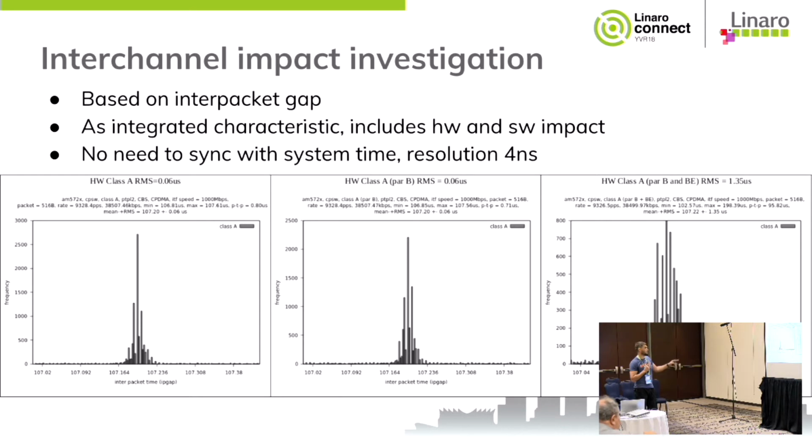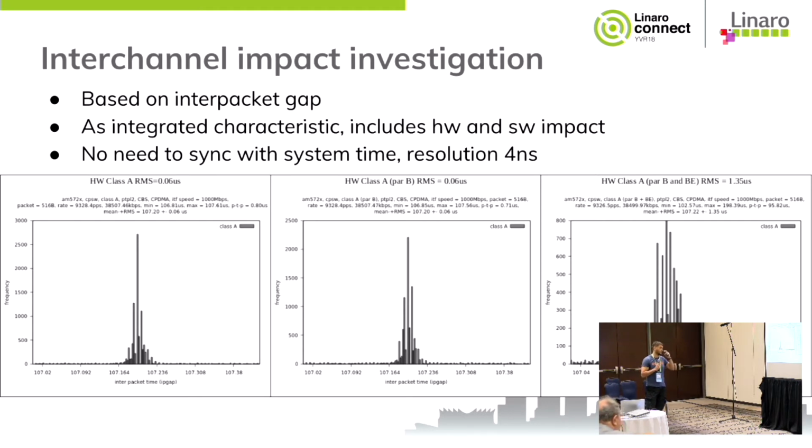Those histograms show us that there is no difference for class A if we apply class B in parallel. Here we have a class A speed of about 40 megabits. Why 40 megabits? Because it allows us to get 100 microseconds between packets. That allows us to eliminate packet bursts in the software stack.